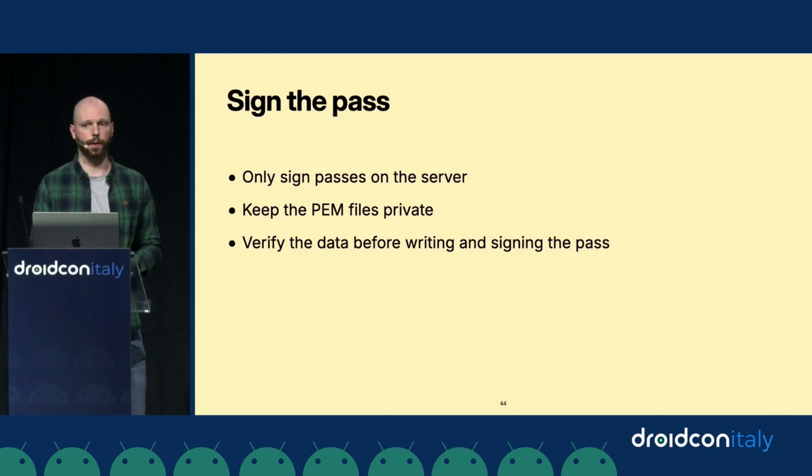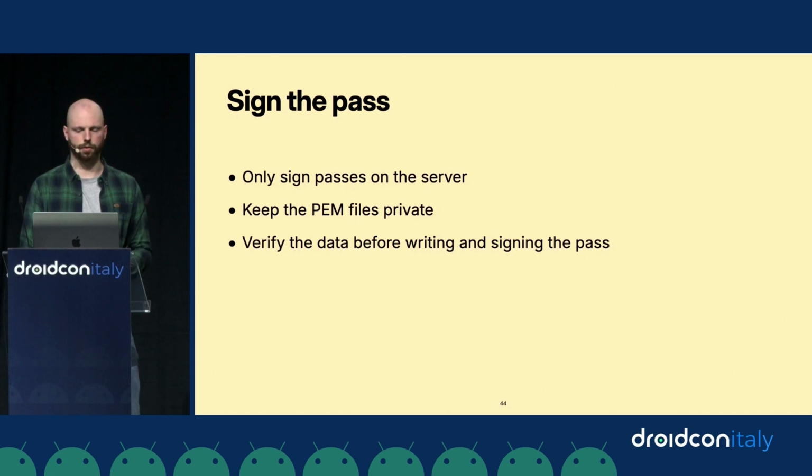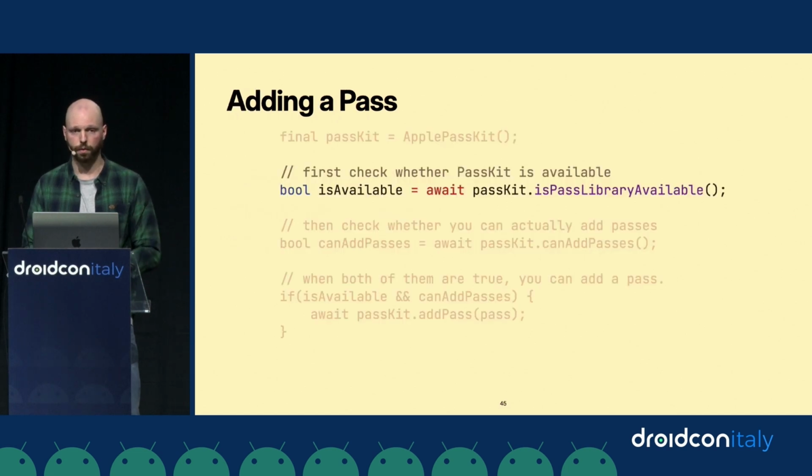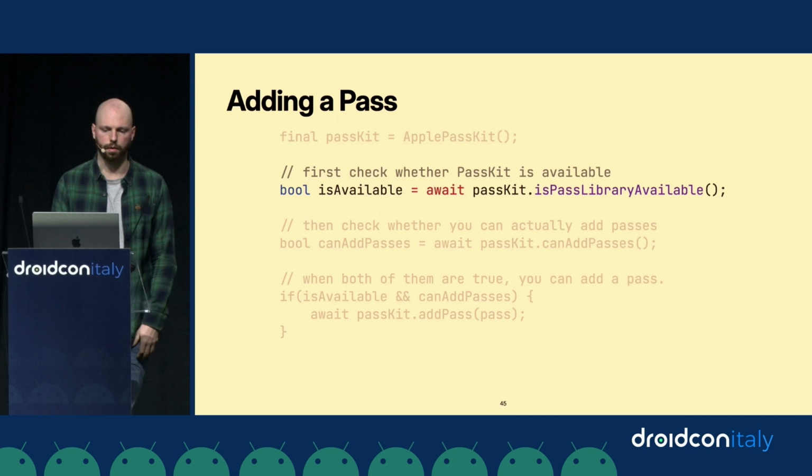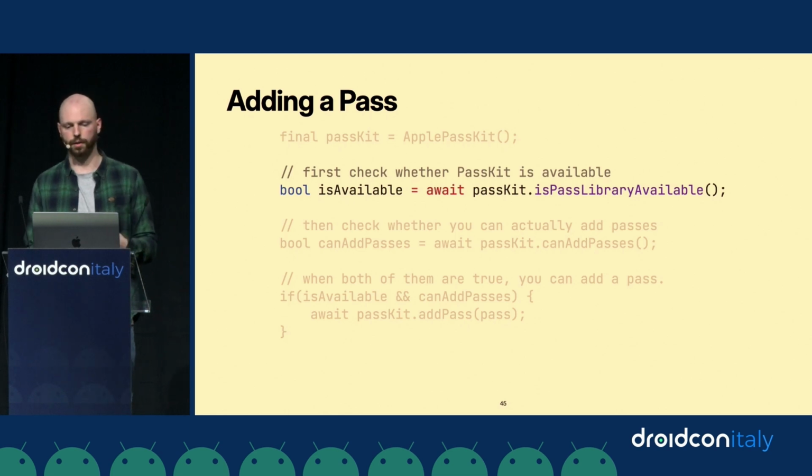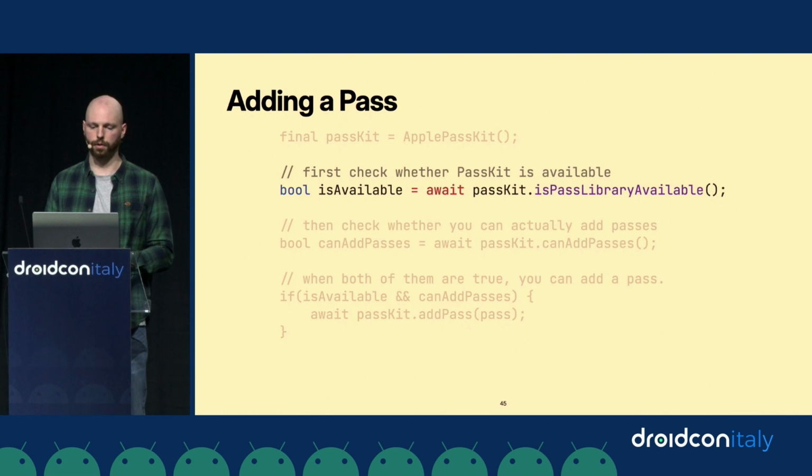Now that we know how we create a pass, we also, of course, want to add it to the Apple Wallet of the user, or on Android to Google Wallet. But we're focusing here only on the iOS side of things. First of all, we have to make sure that we check whether the Apple Wallet functionality is actually available. That's important because you can also compile iPad applications for macOS, and on macOS, Apple Wallet is not available. So that's why you have to check that.